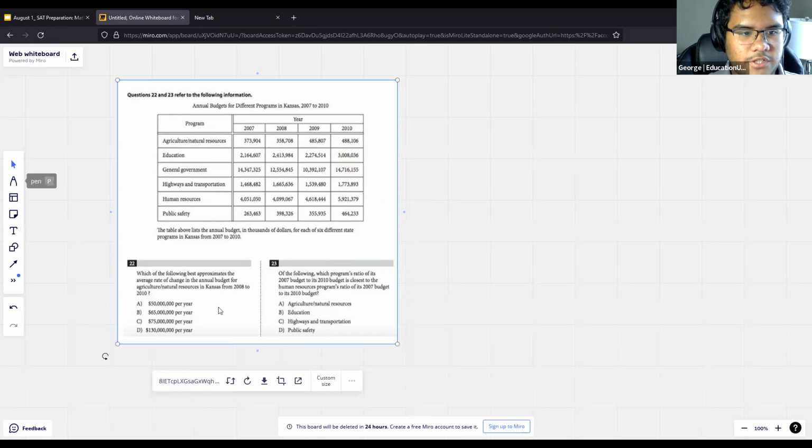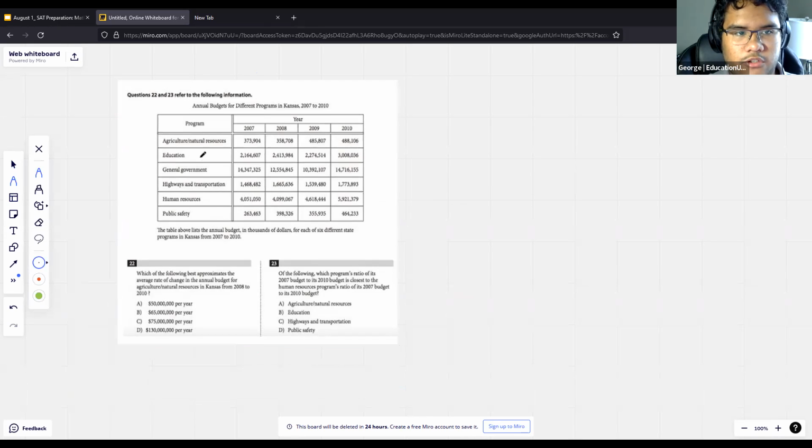So it's asking for the best approximation of the average rate of change in the annual budget for agriculture and natural resources in Kansas from 2008. So that's the first number we need to know, and to 2010, and that's the second one. So you can treat the year and the budget here as a sort of point, like it's on a graph, the same way I was talking about earlier. So you could think of it as 2008 and 358K or something, like thousand. And same thing with the 2010 data point.